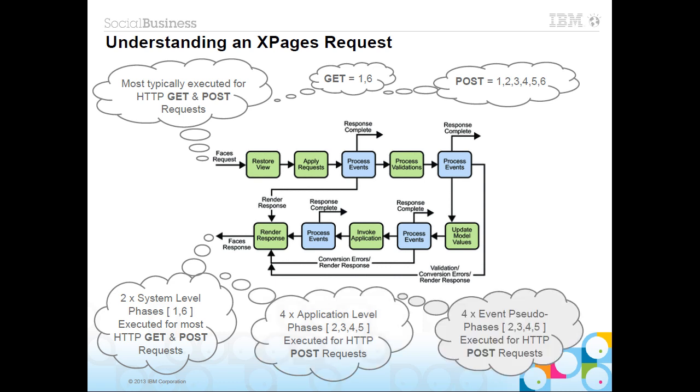You will also note the presence of 4 process events phases within the flowchart. These are event pseudo phases. These event pseudo phases are executed just after each of the application level phases in order to check the outcome of the previous phase execution. This outcome is then used to determine whether to proceed to the next phase in the life cycle, or to back out of the lifecycle altogether, or indeed fail over and go to the render response phase. Typically, the process events phases are used to check on conversion or validation, or data model state, or business logic outcomes.